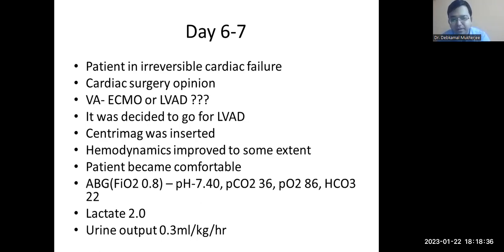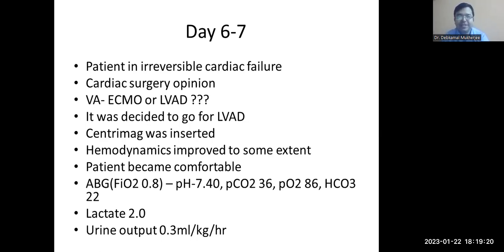So the question we had on our mind was whether to go for a VA ECMO or an LVAD for this patient. It was primarily decided to go for an LVAD, considering the cost benefit, the experience with the device, and everything. CentriMag was chosen, and after CentriMag insertion, his hemodynamics improved to some extent. The patient became comfortable, his ABG improved, his lactate came down, and his urine output was also slowly coming up.